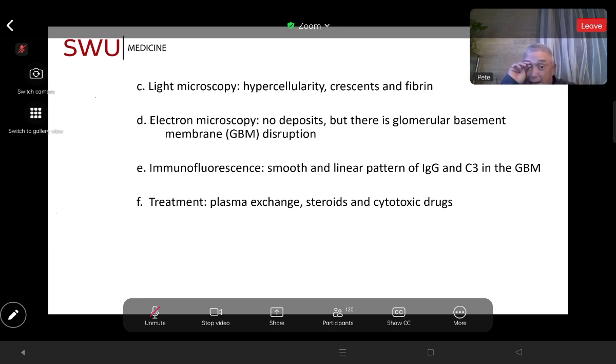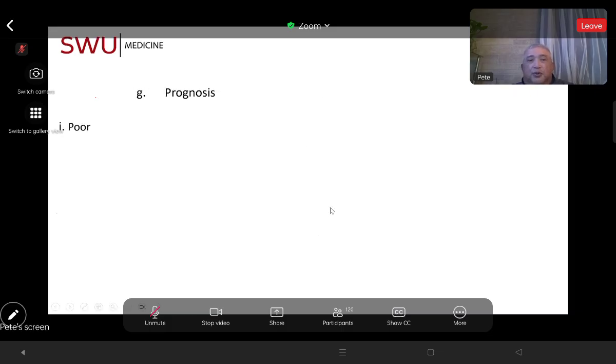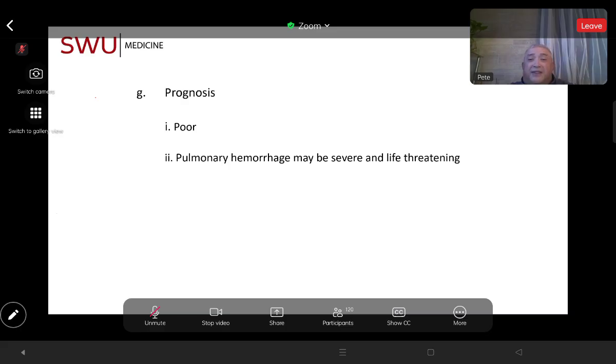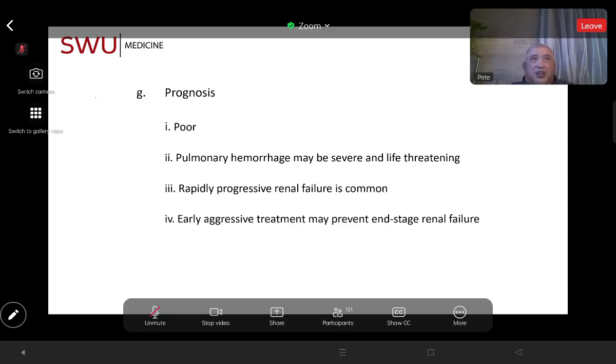Treatment is plasma exchange, steroids, and cytotoxic drugs. Prognosis is poor. Pulmonary hemorrhage might be severe and life-threatening. And RPGN is the most common sequela. So you have to be aggressive in patients with end-stage renal failure. You don't want to go to that stage.